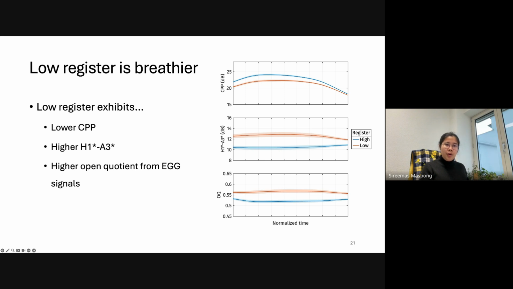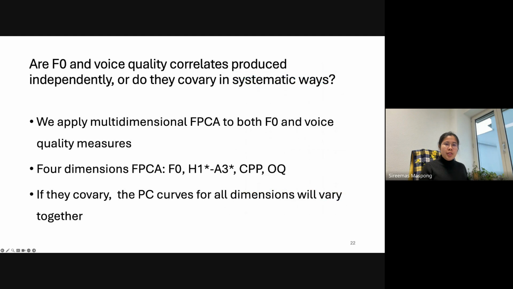So this all points towards low register being breathier. So in summary, once we already know that F0 and voice quality are the main correlates of register for MON, we ask a further question: are the two correlates produced independently, or do they covary in a systematic way? As we said in the beginning, they are not independent in our understanding.